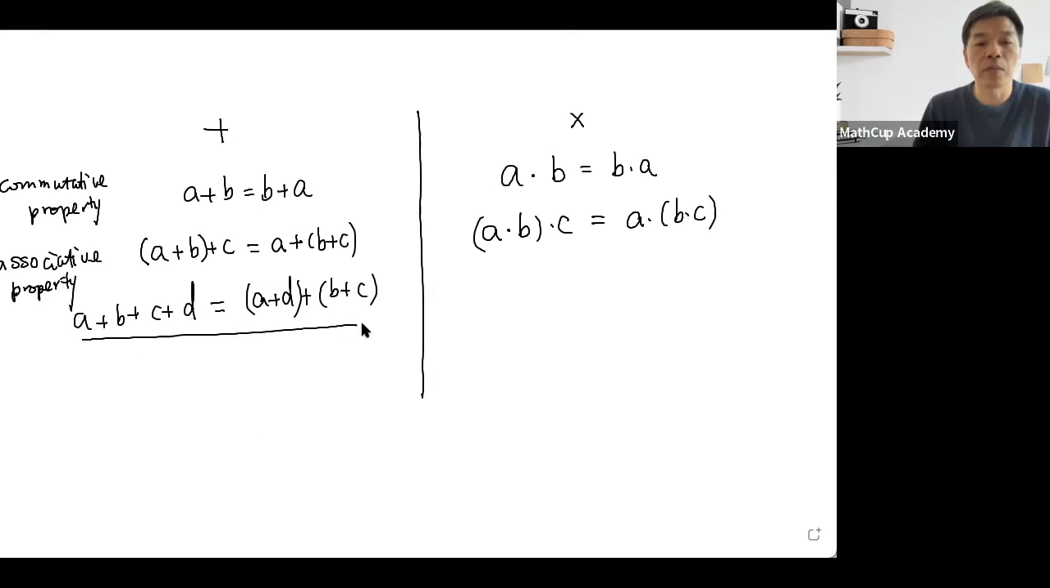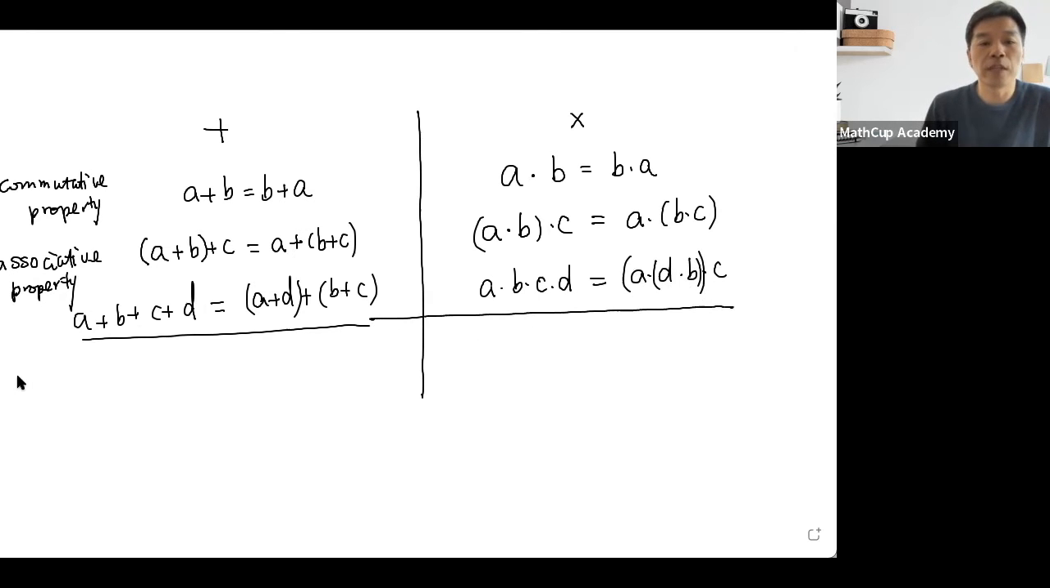So this works. Similarly for A times B times C times D, it does not really matter which order we take first. We can do A times D times B times C. We can even do this, and then this, and then this. It does not matter. So this is very useful. For example, let's look at the following problem.